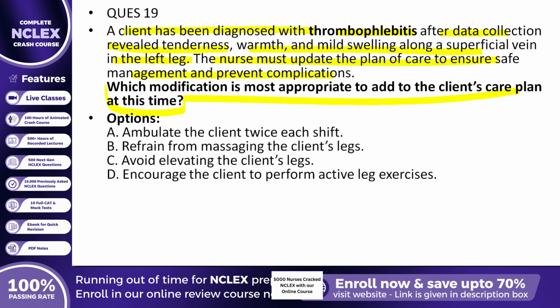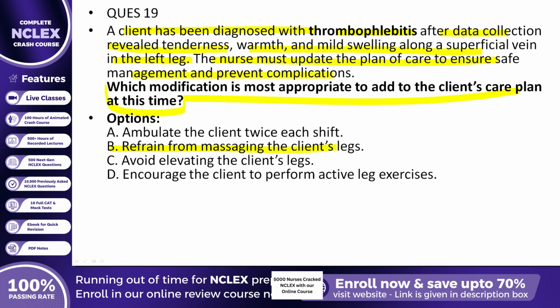Option A, ambulate the client twice each shift. Option B, refrain from massaging the client's legs. Option C, avoid elevating the client's legs. Option D, encourage the client to perform active leg exercises. The correct answer is Option B, refrain from massaging the client's legs.